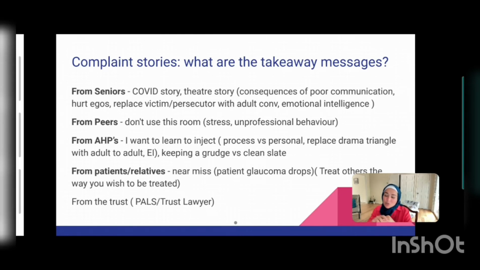So there's another example. Treat others the way you wish to be treated, or the way you wish your family member to be treated. So those are some examples of complaint stories, just for you all to reflect on and think about the takeaway messages. So can you have the next slide, please?